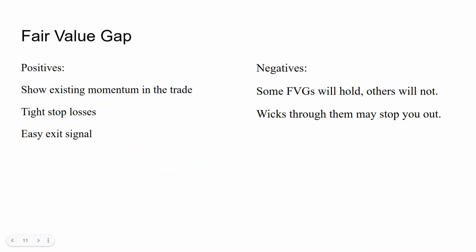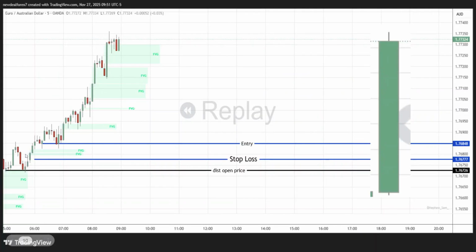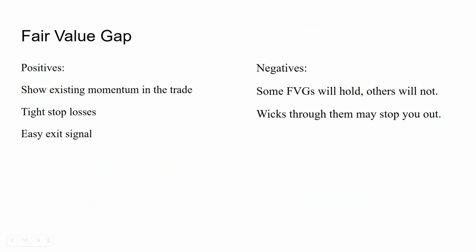So a positive of using fair value gaps is that they can show existing momentum in the trade, because a fair value gap doesn't get created without a strong push in one direction or another. So I like seeing that myself. It can also give you tight stop losses, and it gives you an easy exit signal, meaning that if this gap fails, you can just go ahead and exit the trade. Done deal. You don't even have to wait for it to hit your stop loss if you don't want to.